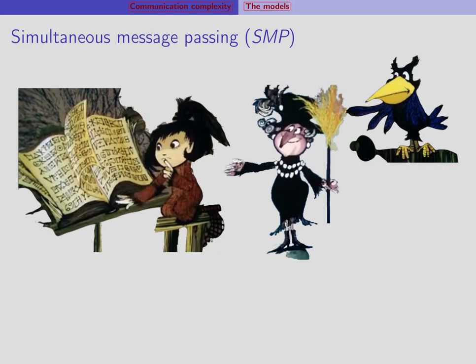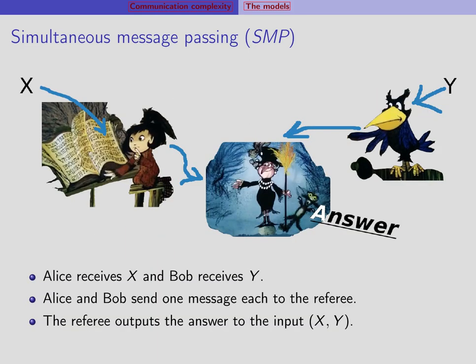Another setup that interests us today is called simultaneous message passing, or SMP. Note first of all that here, unlike the previous case, we have three participants. We have Alice, we have the referee, and we have Bob. The communication protocol goes as follows. In the beginning, as before, Alice receives x, Bob receives y.